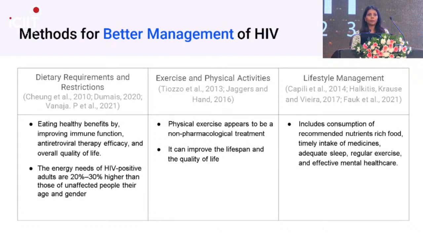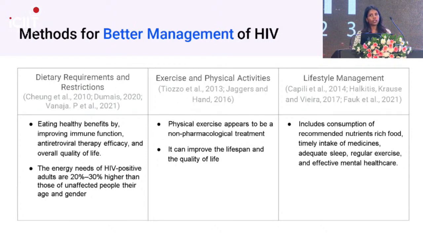So how could we better manage HIV? There are three main methods. The first one is the dietary requirements and restrictions. So HIV patients do have dietary requirements and restrictions. So generally, eating healthy would support anyone to increase their immunity. In the same way, it will help them to increase their immunity, as well as increase the efficiency of the antiretroviral therapy provided to them.